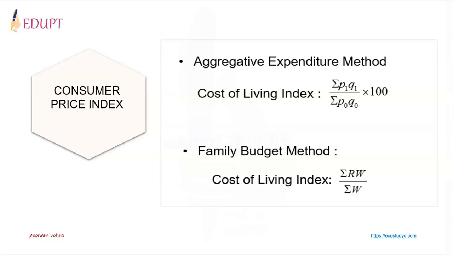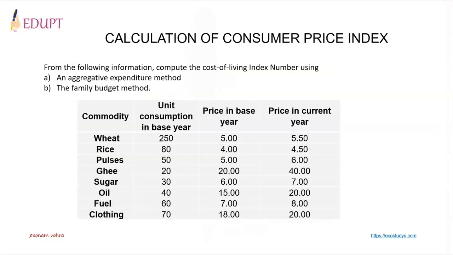Consumer price index can be calculated by two methods. First one is aggregative expenditure method called as cost of living index. Second is family budget method called as cost of living index. Now the formula for aggregative method is sigma P1 Q1 divided by sigma P0 Q0 into 100. For family budget method, it is price relative method, that is summation of price relatives multiplied by weights divided by summation of weights. Now have a look at this illustration.